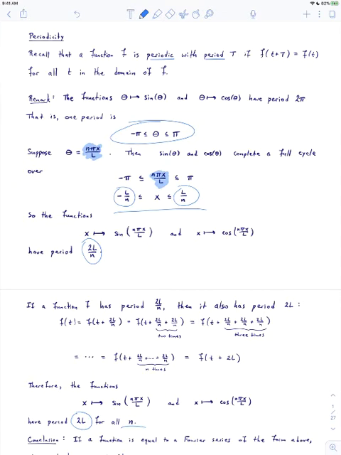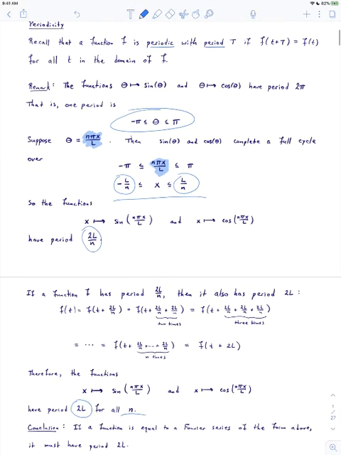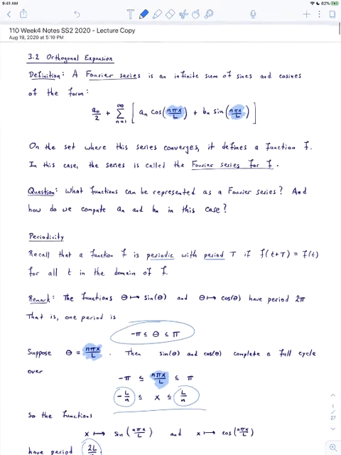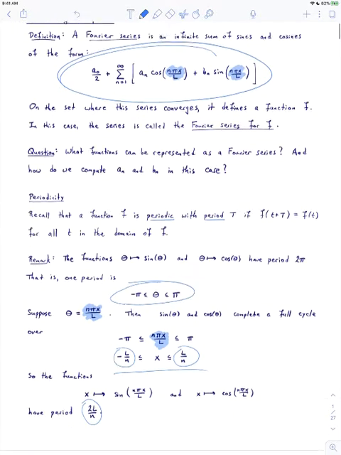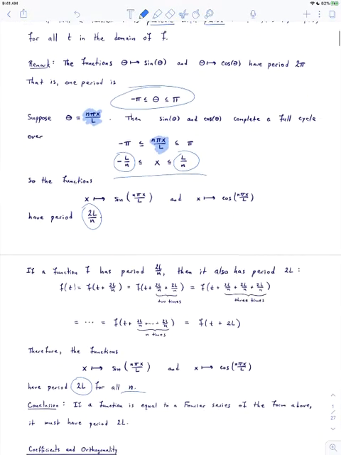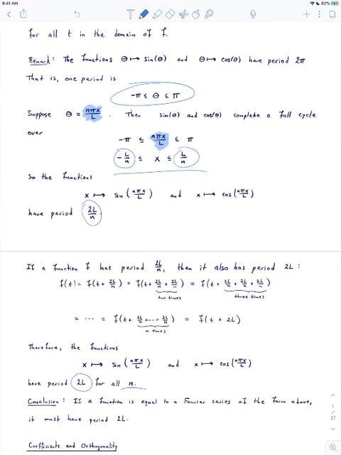So why is this important? That's important because it means that if a function is equal to a Fourier series of the form that we wrote above, namely if a function f is equal to a Fourier series that looks like that, all of the terms have period 2L. So that means the function itself must have period 2L. So that's what we've written here: if a function is equal to a Fourier series of the form above, it must have period 2L.